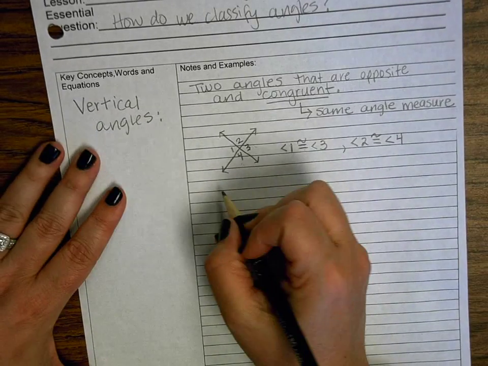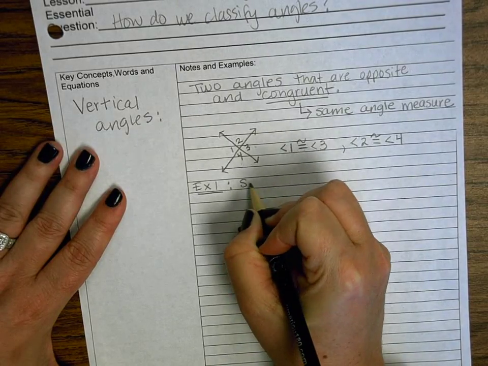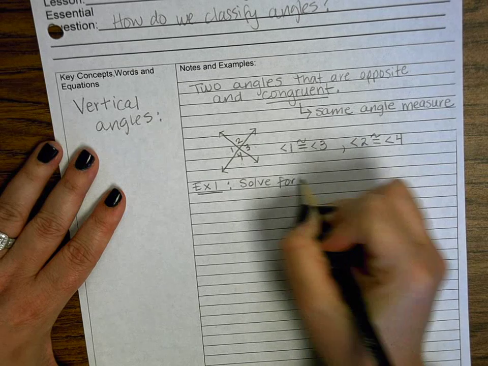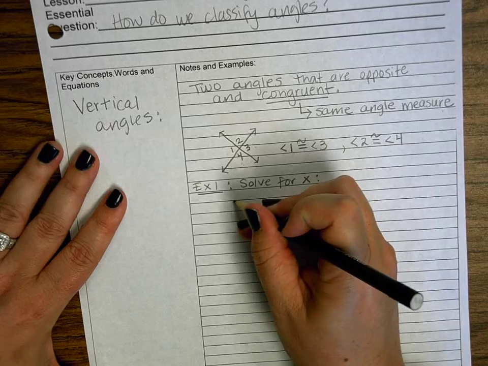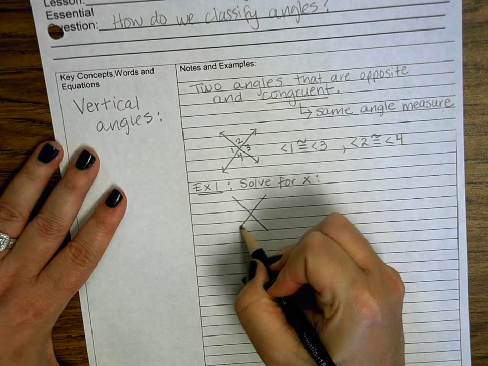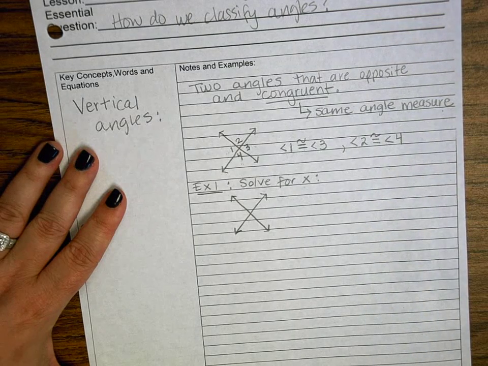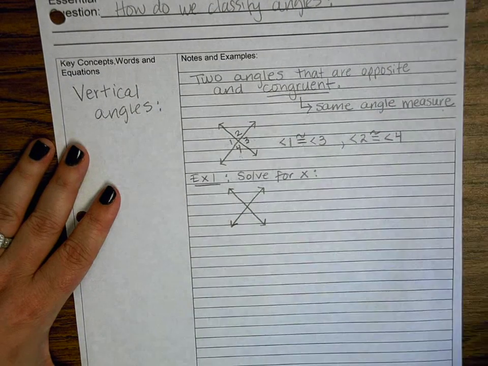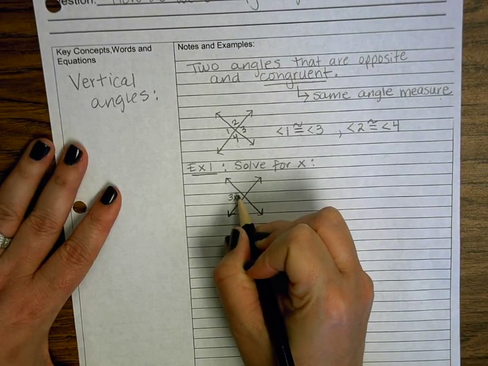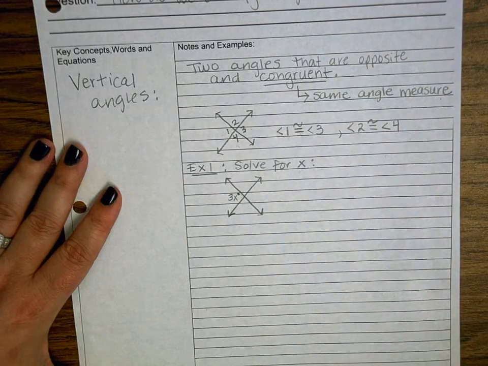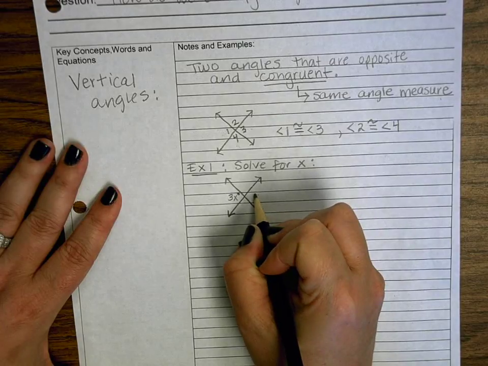There's a problem that goes with this. Let's call it example 1. It'll say solve for x, and then there's going to be a drawing. There are lots of drawings in geometry. I'm going to draw another one of these X's with the arrows. Then I'm going to put some information in here. On the left side, I'm going to put 3x and then the degrees sign. And on the right side, opposite of it, I'm going to put 9.